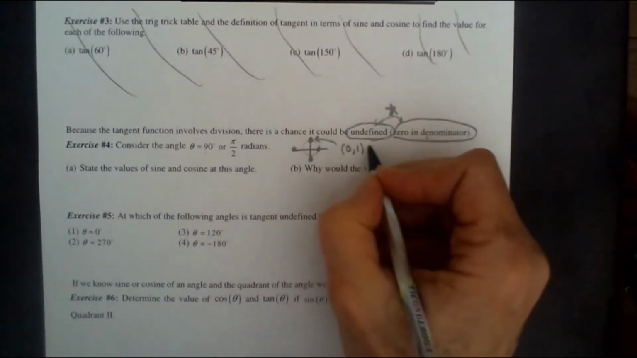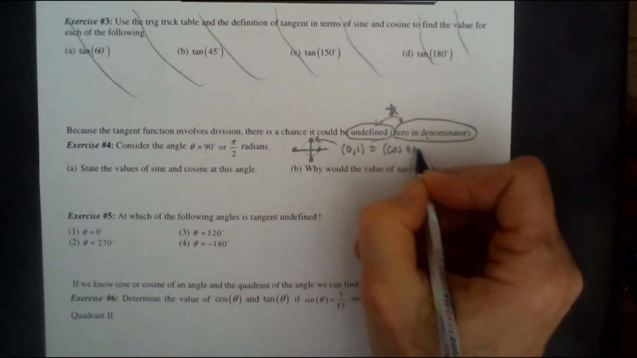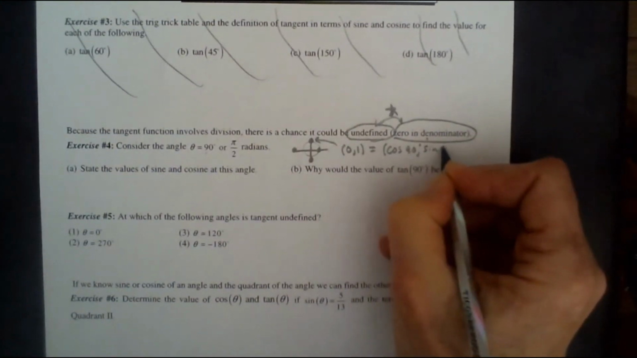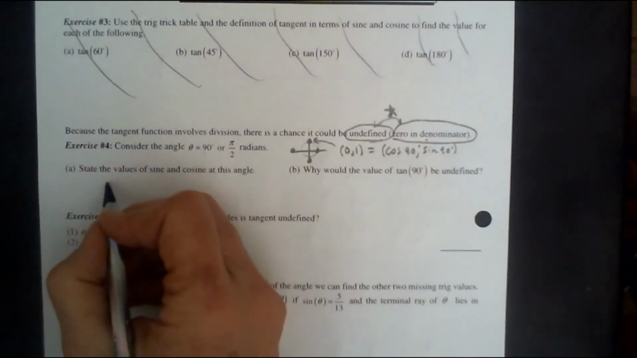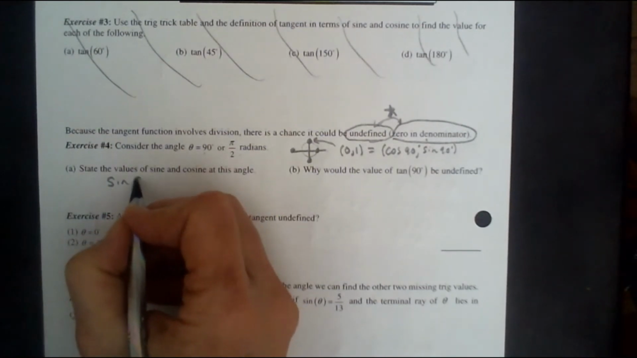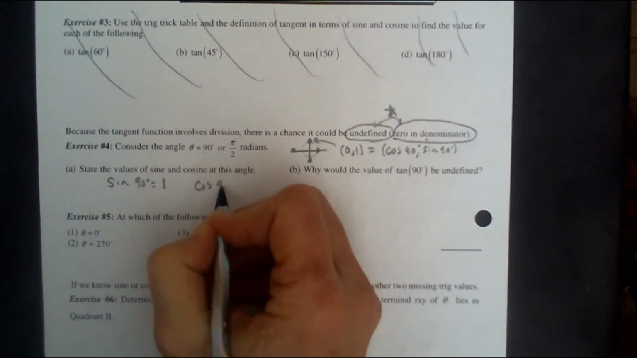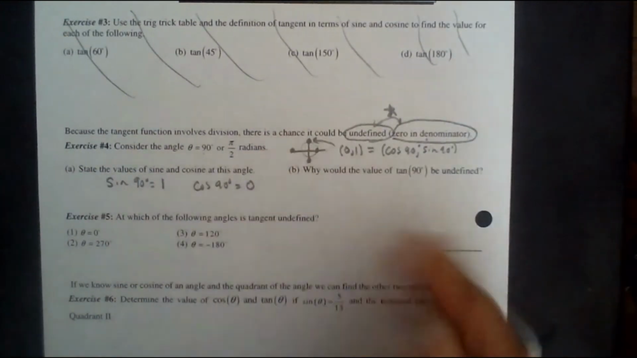So because we know that this is the cosine of 90 degrees, followed by the sine of 90 degrees, then we can say, oh, I guess they want us to start with the sine. The sine of 90 degrees is equal to the y value, which is 1. The cosine of 90 degrees is equal to that x value, which is equal to 0.